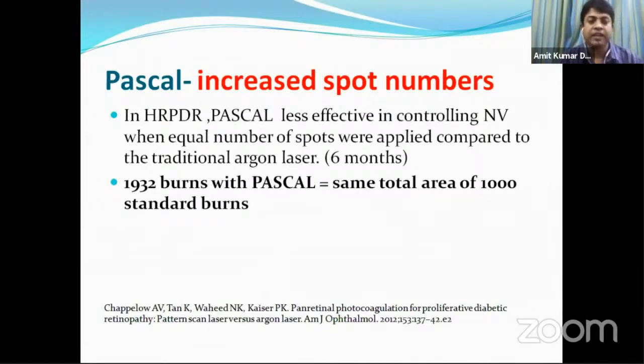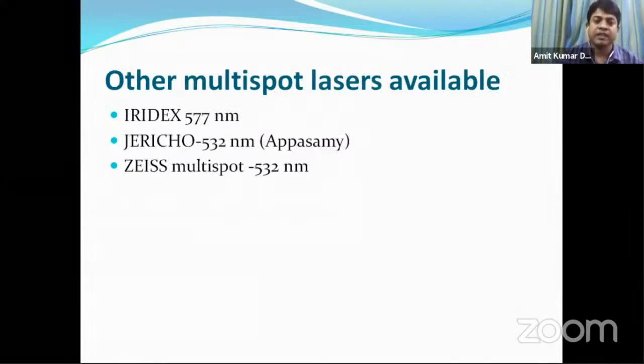So studies have shown that in high risk PDR, Pascal is less effective in controlling new vessels when an equal number of spots are applied compared to the traditional lasers. So if 1,000 laser spots are needed in a conventional single spot laser, we'll need almost 1900 to 2000 equivalent spots in a Pascal laser. Other multi-spot lasers available are from Iridex, Jericho, and Zeiss, which also has multi-spot laser systems.